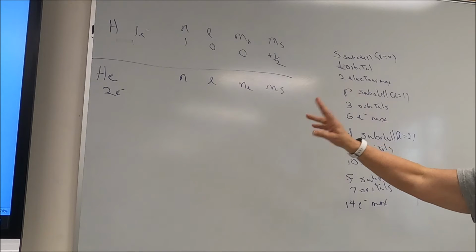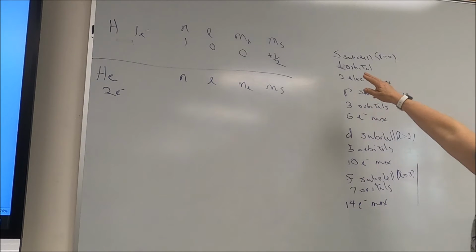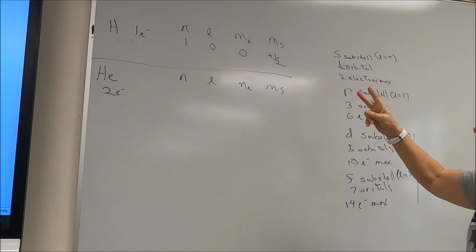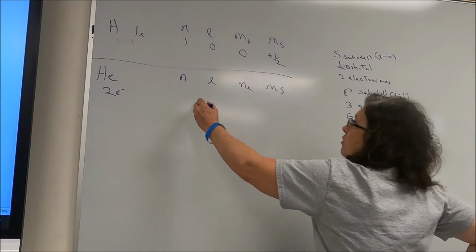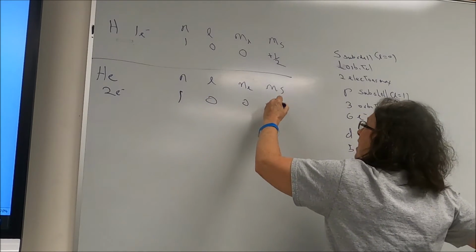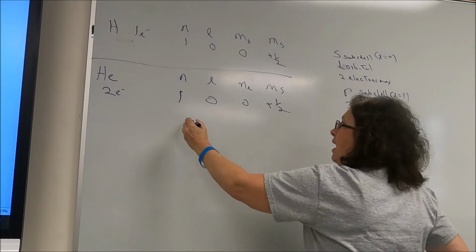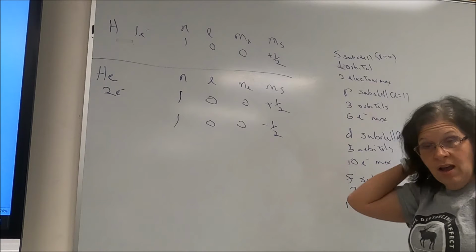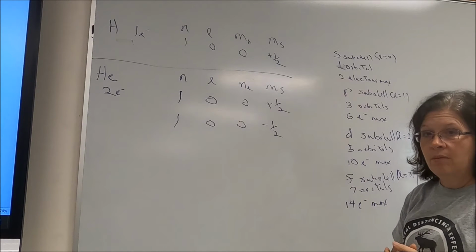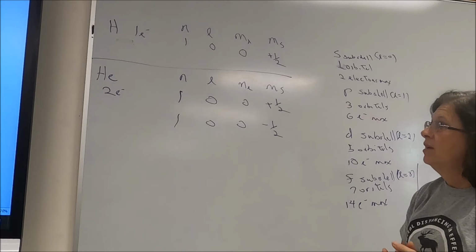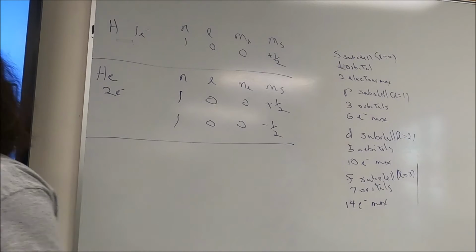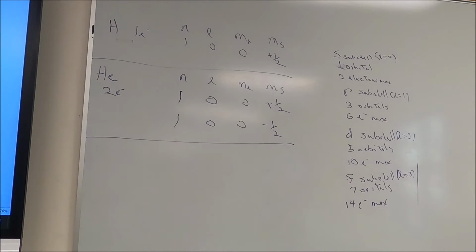Okay? Now helium has 2 electrons. They're both going to go into the 1s subshell because the 1s subshell has 1 orbital and can hold 2 electrons. So we get 1, 0, 0 plus a half, just like hydrogen, and then we go 1, 0, 0 minus a half. Now I have 2 electrons in the 1s orbital in helium. And now the 1s orbital is full. Okay? If we move on to atomic number 3, we have lithium.